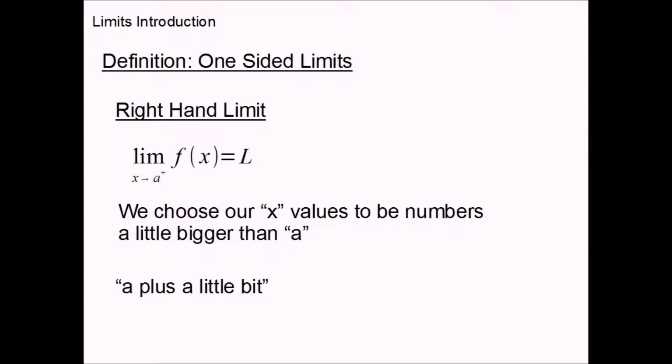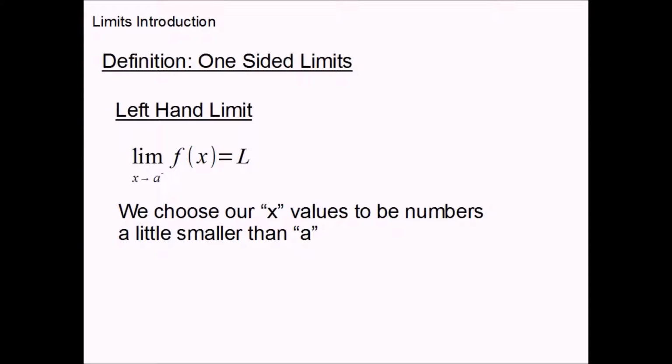I usually think of the notation as helpful because it gives me the idea that it's a plus a little bit more. We also have the left-hand limit. For this, we use a little minus sign to indicate it. It means what you think it would. Our x values are numbers that are going to be a little bit smaller than a because those numbers would be located to the left of our special value on the number line. Once again, I think that the notation means that it's a minus a little bit.